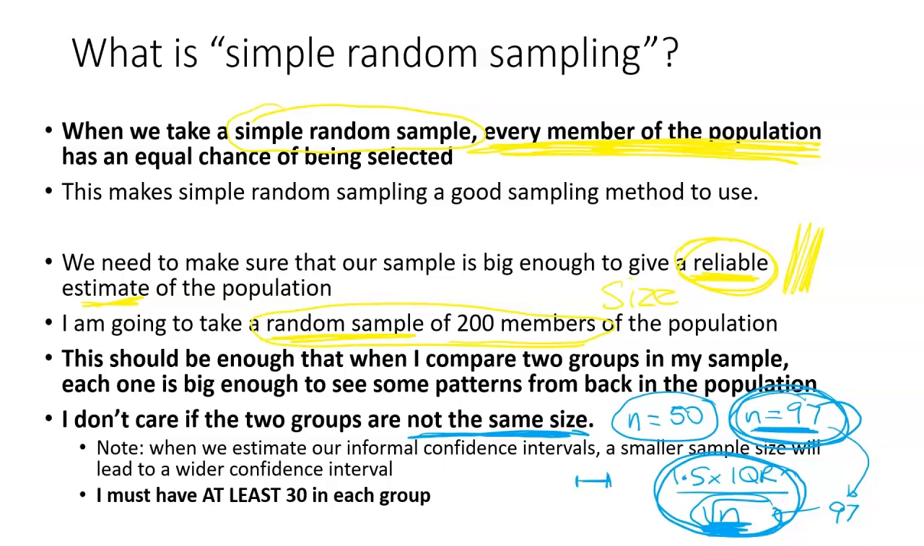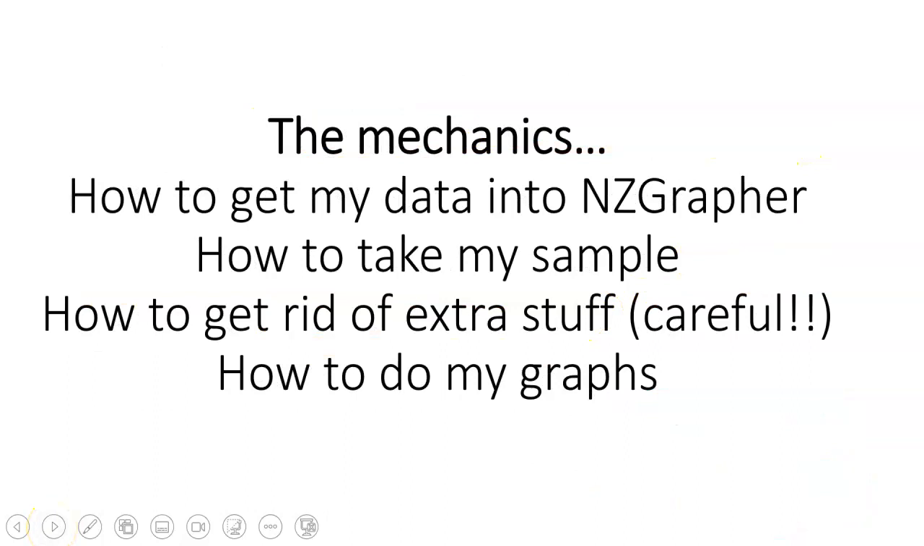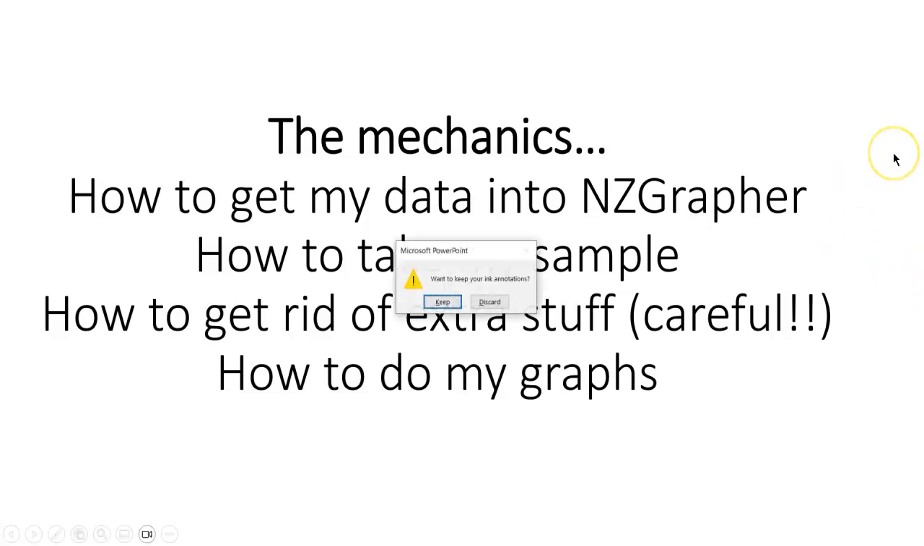Okay, what else did I want to say here? Oh yeah, I've got to have at least 30 in my group. Okay, so let's move on now, and finally we're going to look at how to get the data into NZGrapher, and then how do I take my sample? And that will probably be it for this first little video. And in the next one, I'm going to look at some cool stuff that you can do depending on the questions you're trying to answer.